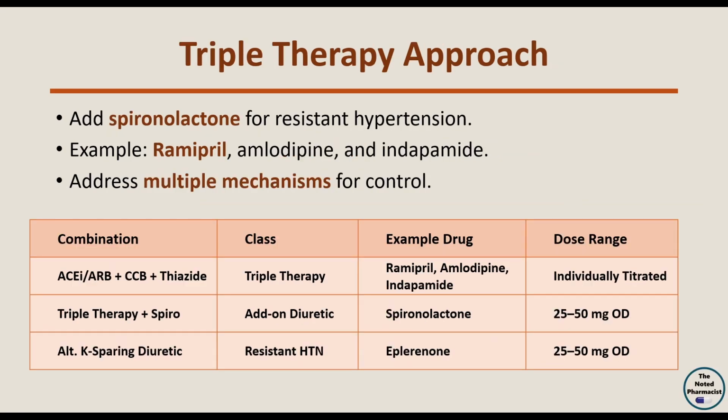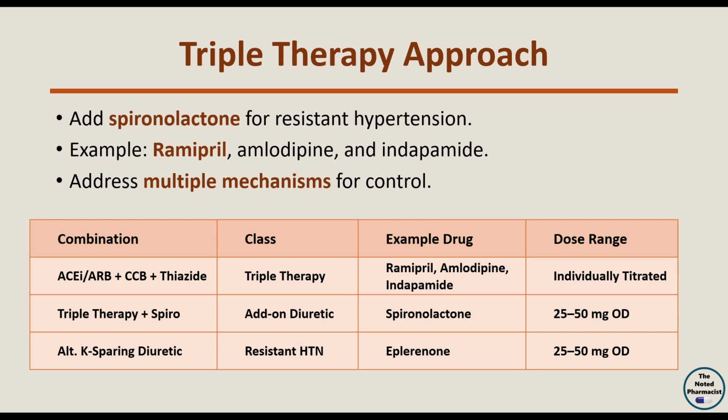Third-line treatment. If blood pressure remains uncontrolled, triple therapy involving an ACE inhibitor or ARB, a CCB, and a thiazide diuretic is advised. For instance, ramipril, amlodipine, and indapamide can be used together to target multiple pathways.